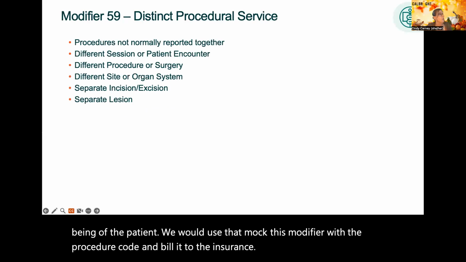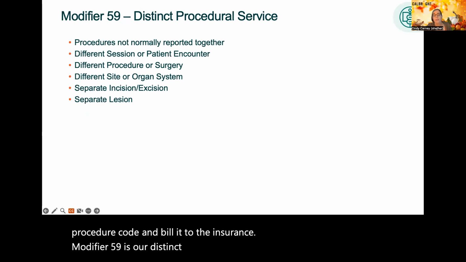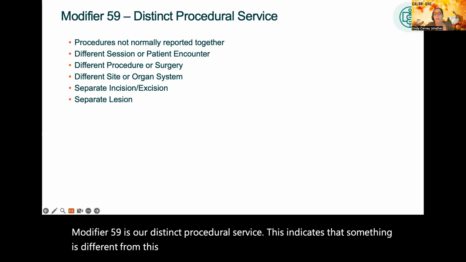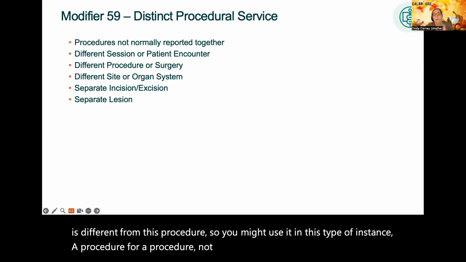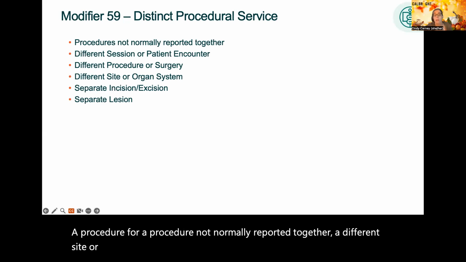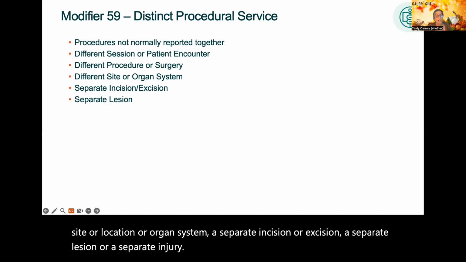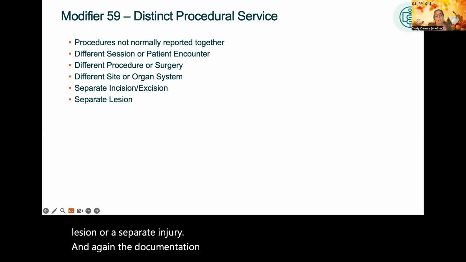Modifier 59 is our distinct procedural service. This indicates that something is different from this procedure. So you might use it in this type of instance: for a procedure not normally reported together, a different site or location or organ system, a separate incision or excision, a separate lesion, or a separate injury. And again, the documentation would need to be extremely clear.